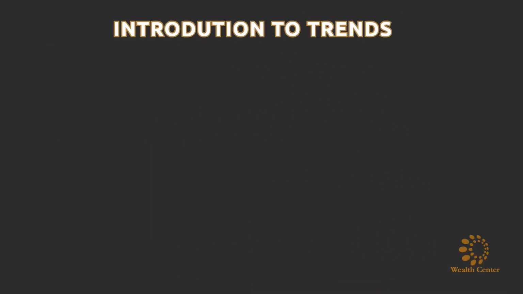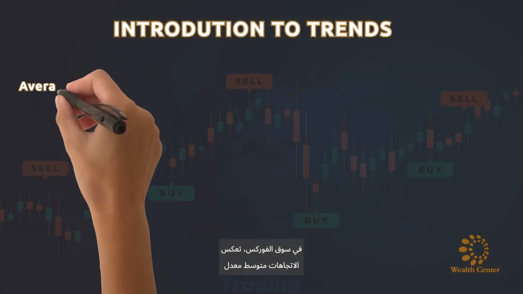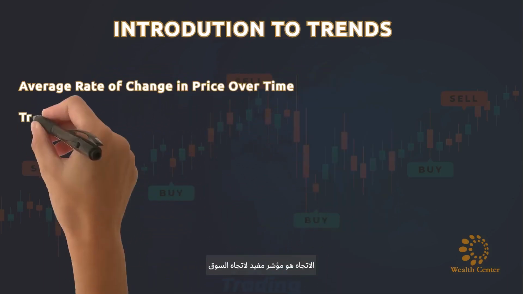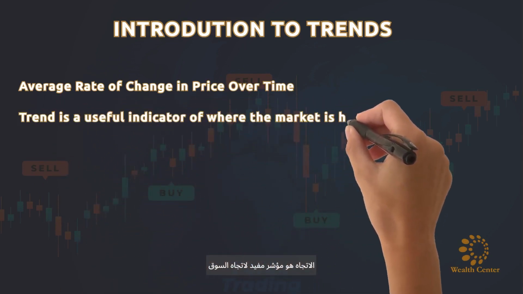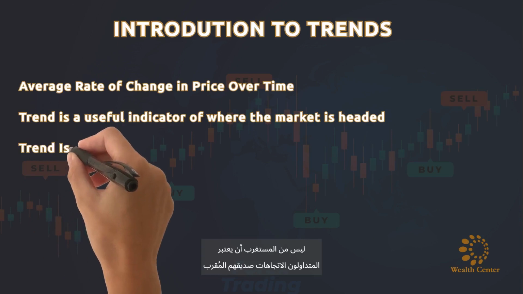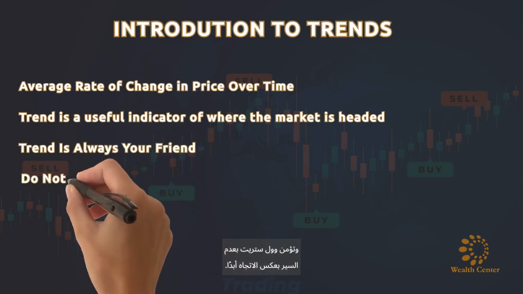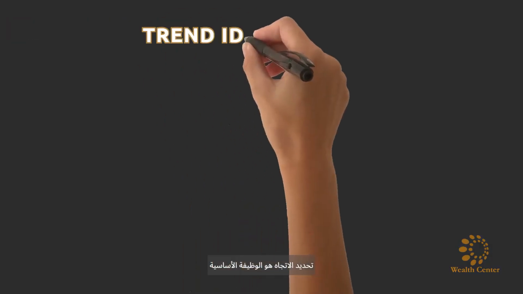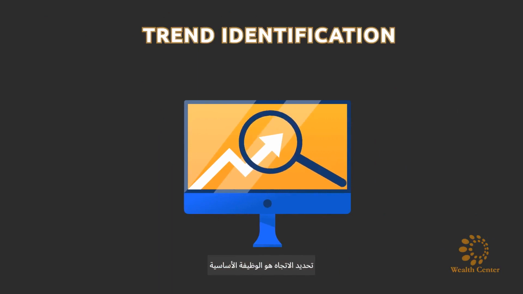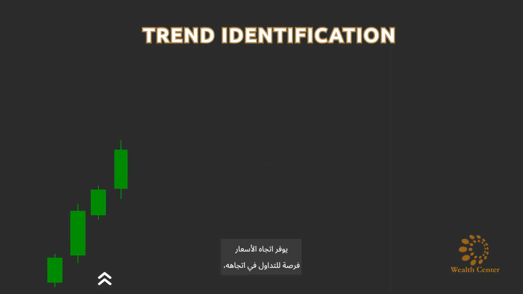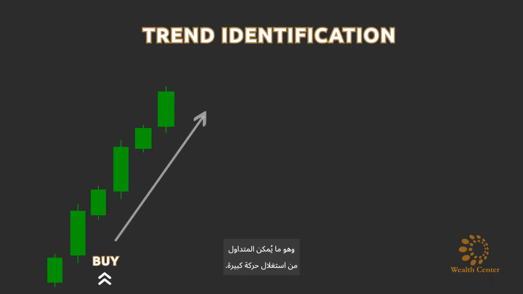Introduction to trends. In the Forex market, trends reflect the average rate of change in price over time. A trend is a useful indicator of where the market is headed and offers an opportunity to take action to achieve a specific target. Not surprisingly, traders consider trends to be their friend, and Wall Street believes in never going against the trend. Trend identification is the most basic function of technical analysis. A trend offers the opportunity to trade in its direction, which enables a trader to capture a large movement.